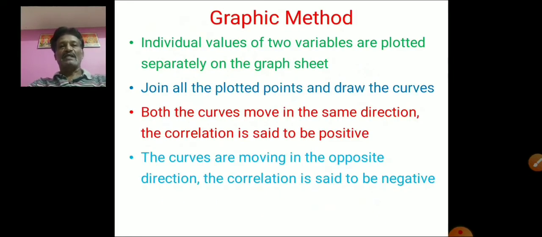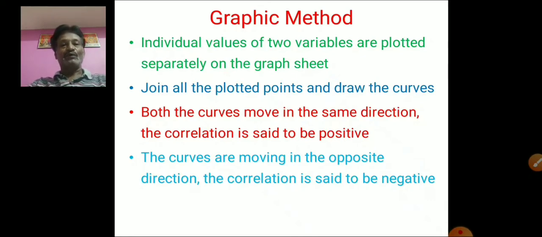Students, are you clear about the scatter diagram? Okay. Now the second method of studying the relationship between the variables is the graphic method. In the graphic method, we have to plot the x variable separately and draw the curve, and at the same time plot the y variable separately and draw the curve. That means here we get two curves. In a scatter diagram, we plot a pair of values, so we get only one curve.